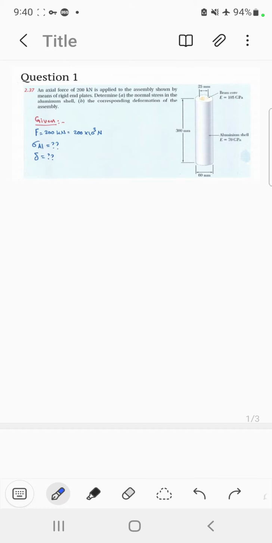So first of all, guys, this one is statically indeterminate. What does it mean? It means that you cannot solve it directly. You have to manipulate the equations in order to find the answer. So first of all, we have to put all the given things. We have the axial force, which is 200 kilonewton, and he wants the normal stress on the aluminum shell, and he wants the corresponding deformation.